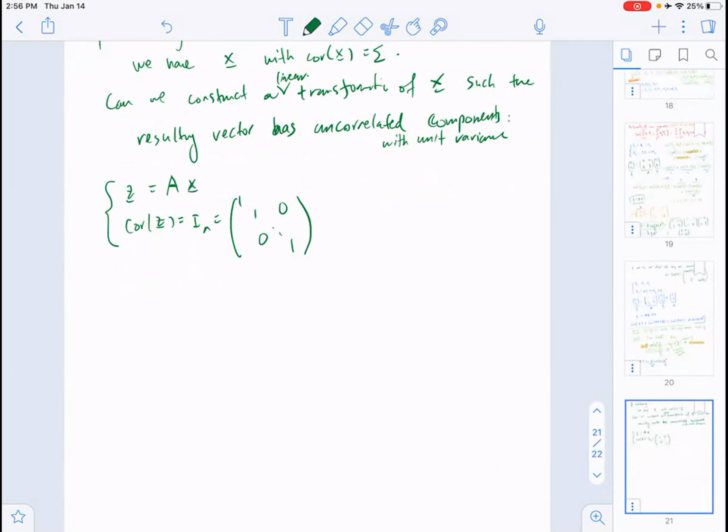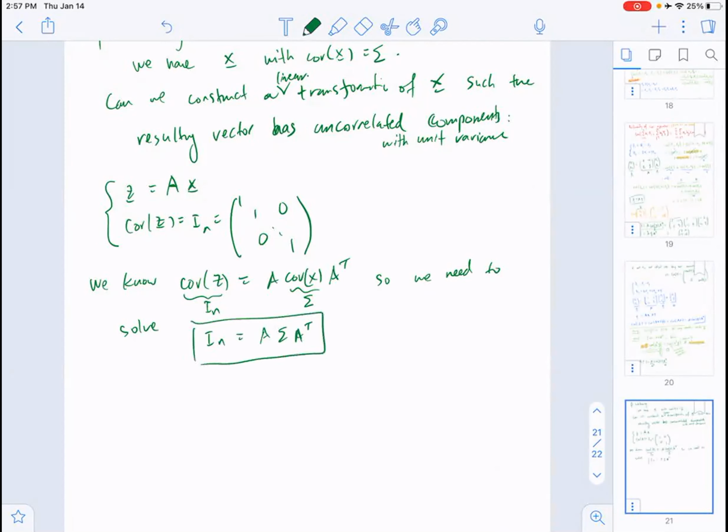If you expand the first one, we know that the covariance of Z has to be A times the covariance of X times A transpose. And I want this to be I. And I know that this is sigma, so we need to solve I_N equal A sigma A transpose. So I have to solve for A in this equation. Any idea how to solve this matrix equation?